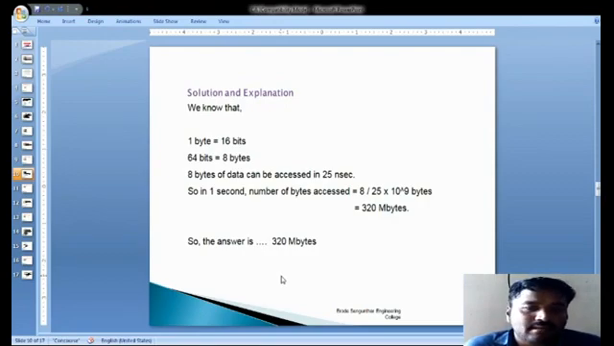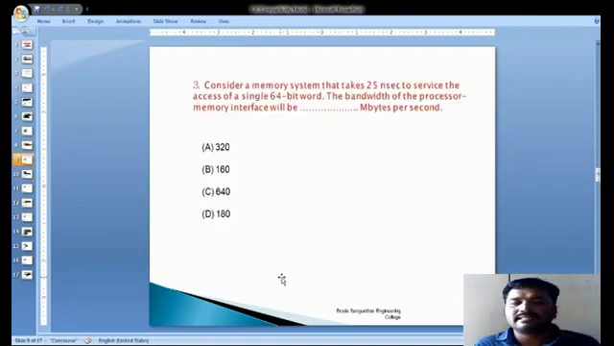So in 1 second, the number of bytes accessed is equal to 8 divided by 25 into 10 power 9 bytes. That is 320 megabytes. So the answer will be 320 megabytes. These are all simple logics only. So the bandwidth of the processor memory is 320 megabytes per second, in order to access a particular memory system that takes 25 seconds (nanoseconds) to service a 64-bit code.